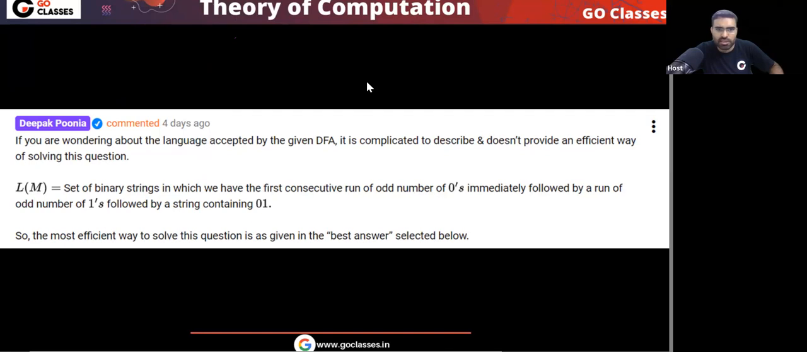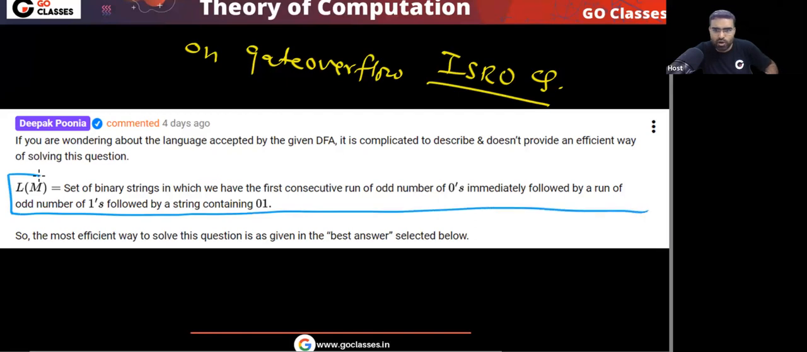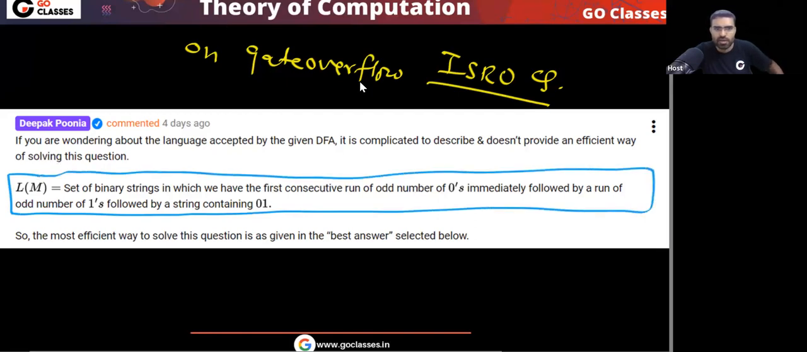You can read my answer on this ISRO question. On the GATEOverflow website, you check my comment under this ISRO question. This is the language. The language itself is very complicated. So you check it out. I have given you the language.